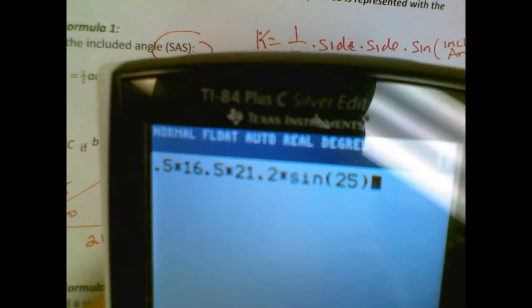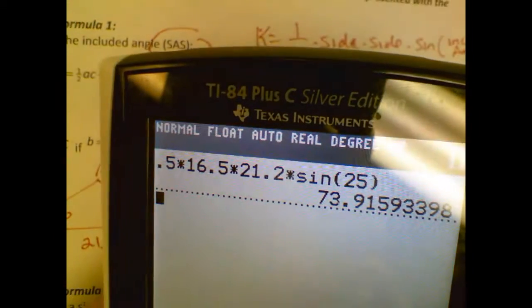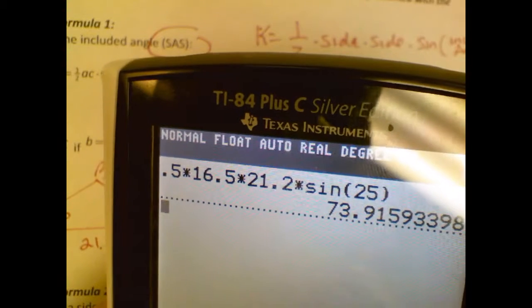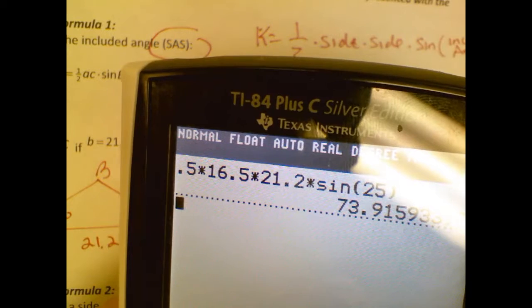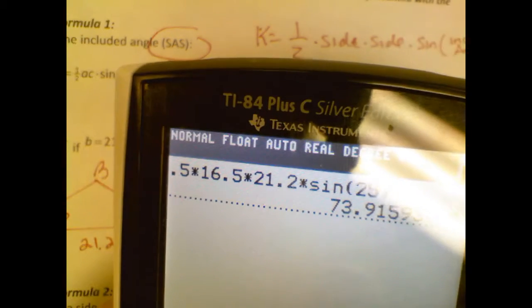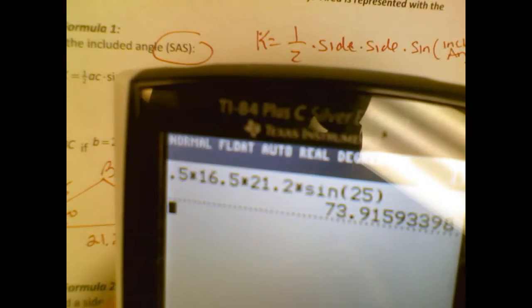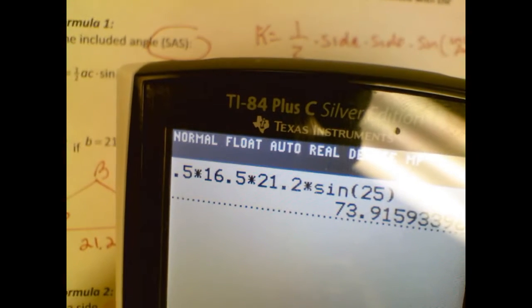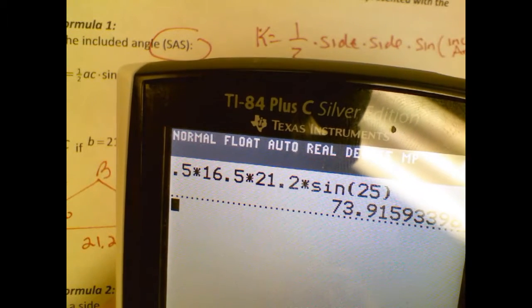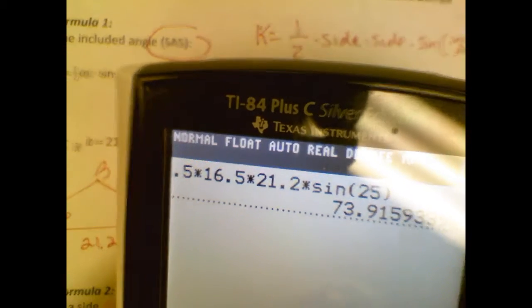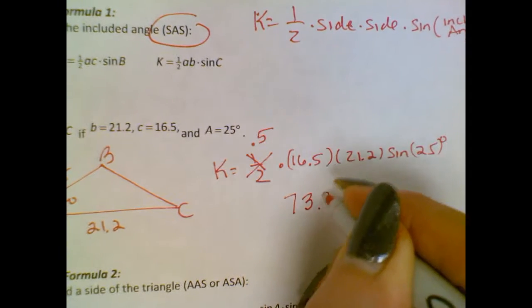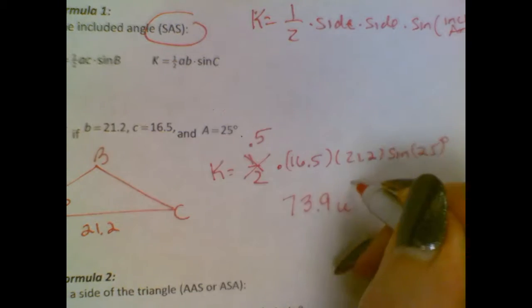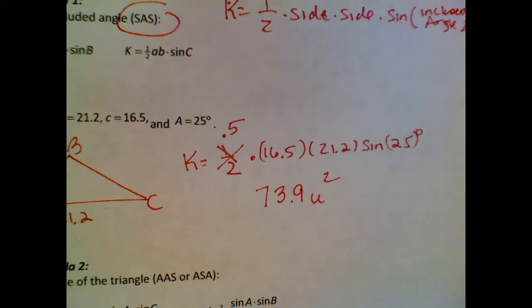Oops, can you guys see that? When you press equals, you should get 73.9. Did you guys get 73.9? If you didn't get 73.9, look at my calculator. It's all up there, what I punched in. You guys good? Now, when you write an area, what do you have to write? Units squared. They did not give you inches or feet, so you just write units squared.